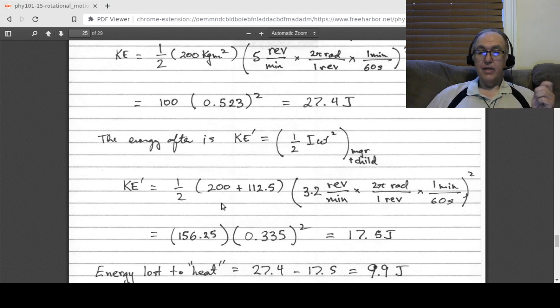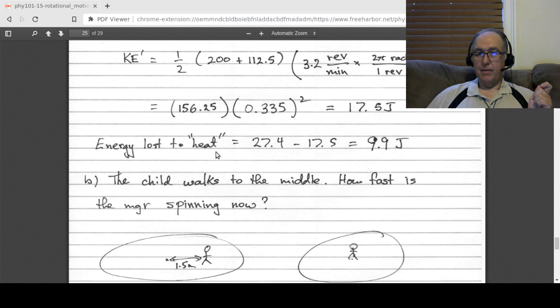Okay, so it's 1/2. The combined I is the 200 plus 112.5, and the omega, converting it to radians per second, is 3.2 times the converting factor, and that gives us 17.5 joules. Okay, so the energy lost to heat, and I put heat in quotes here, and you'll see why in a minute, is going to be 27.4 minus 17.5. It's 9.9 joules. So you lose 9.9 joules during this inelastic collision.